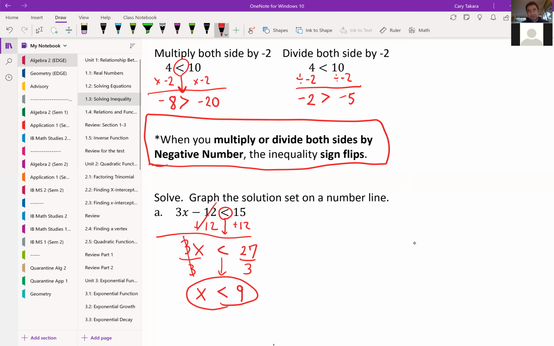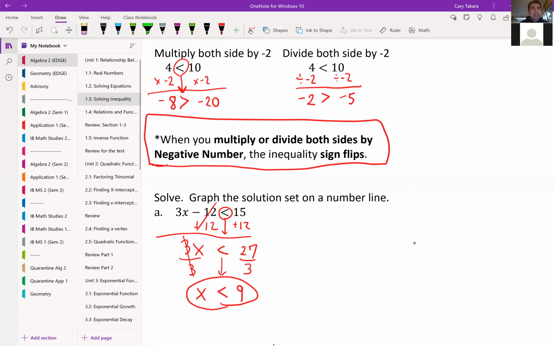Now, what does that mean? x is less than 9. How many solutions are there? When you're solving an equation, you get x equals 9, and that's your answer. That means x is 9. There's one solution. There's one number that works for x, and it has to be 9. That's what the equal sign means.